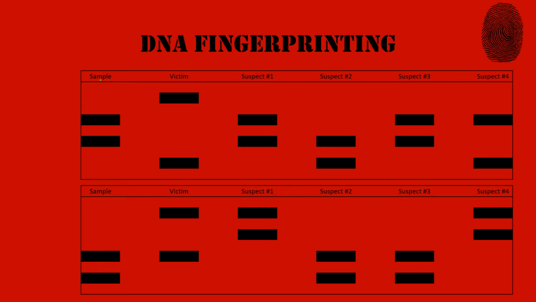In order for one's DNA fingerprint to be matched to the DNA found at the crime scene, both of their alleles must match the sample alleles at all loci. On the top we have the gel for VNTR locus 1. Let's start with the victim.